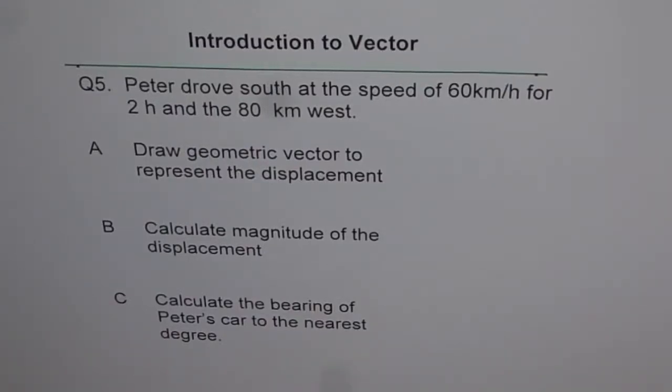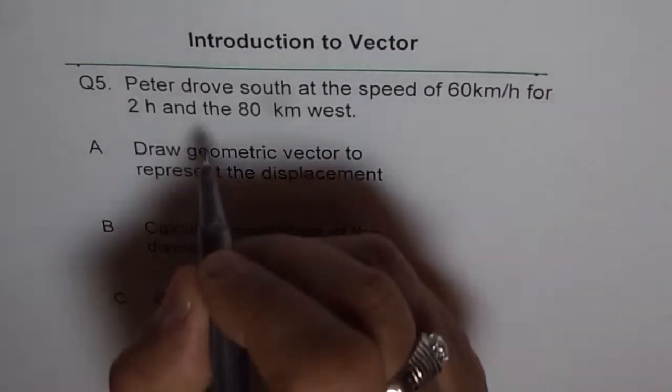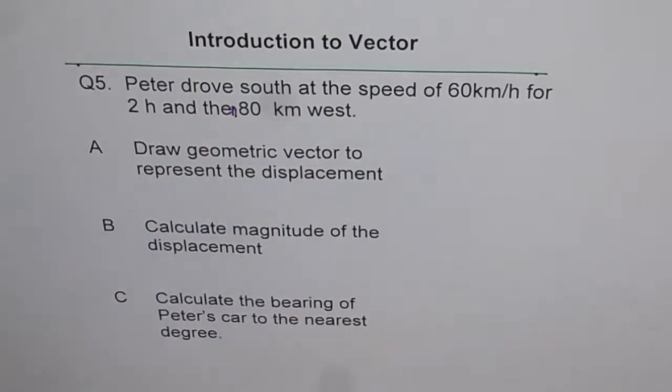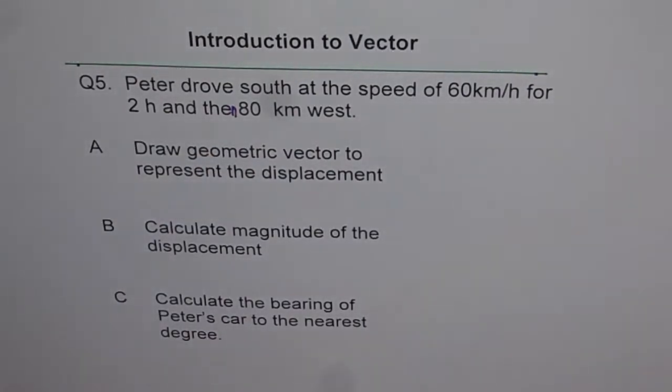Introduction to vectors. Here is question number 5, which is similar to the previous question. It says Peter drove south at the speed of 60 kilometers per hour for 2 hours and then 80 kilometers west. Part A is draw a geometric vector to represent the displacement. Part B is calculate the magnitude of the displacement. And C is calculate the bearing of Peter's car to the nearest degree, right?